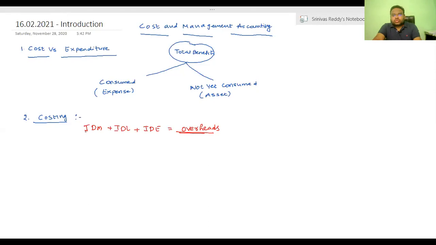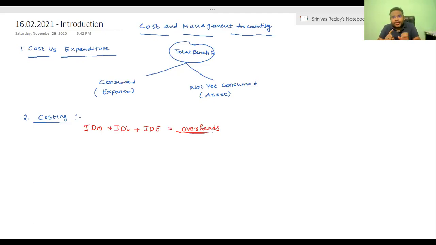Nice. So this is what I'm keeping: indirect material, indirect labor, and indirect expenditure. I'm terming them as overheads. Let me move forward. All these indirect expenditures, all these overheads, I will not call indirect material, indirect labor, and indirect expenditure. Now I am putting a name called overheads.